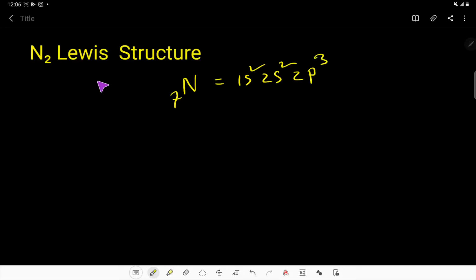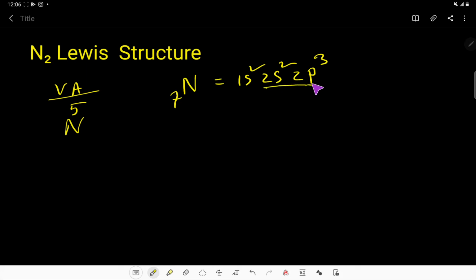Into the Lewis structure, that is the nitrogen Lewis structure, or dry nitrogen gas Lewis structure. So nitrogen is an element of group 5A, right? So nitrogen has 5 valence electrons, right? So look, there is another way to find out the valence electrons of nitrogen.